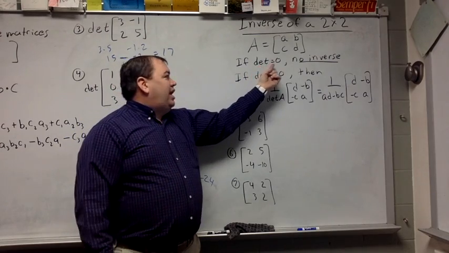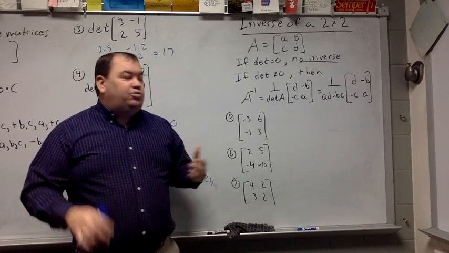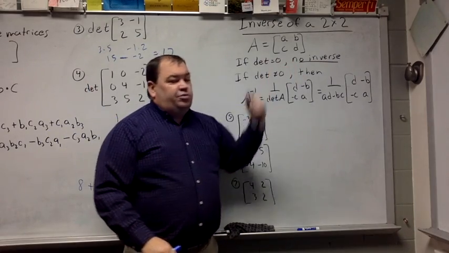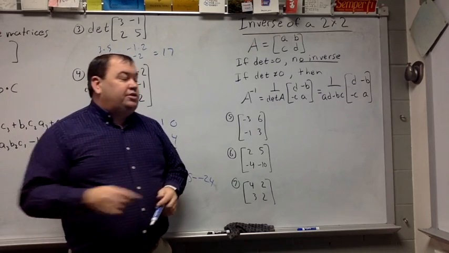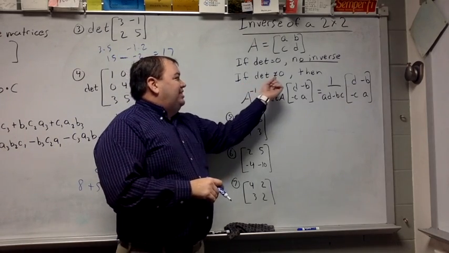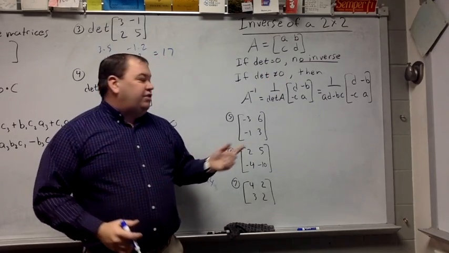Now if the determinant happens to be 0, you are done. There is no inverse. You cannot do an inverse if the determinant is 0. So that's why we learned about the determinants first. If the determinant is anything but 0, then we can actually find this inverse.